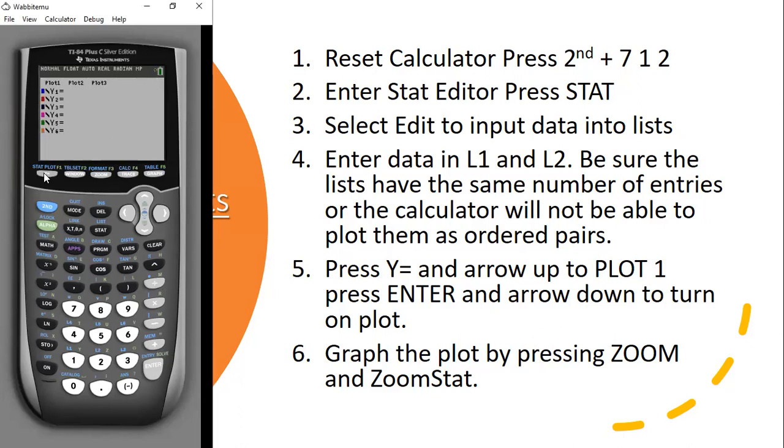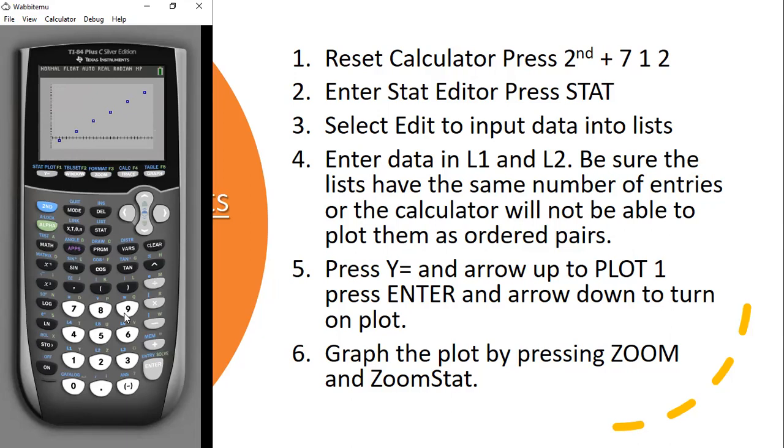So I'm going to Y equals. I'm going to arrow up to plot 1. Press enter. And I'm going to arrow down to see that my plot 1 is turned on. Do you see how my plot 1 became bold? Yes. All right, what's our last step? We're going to press zoom and then zoom stat, which is going to be 9. So we're going to press 9 and ta-da! Here's your scatter plot. Oh my gosh, mind blown.